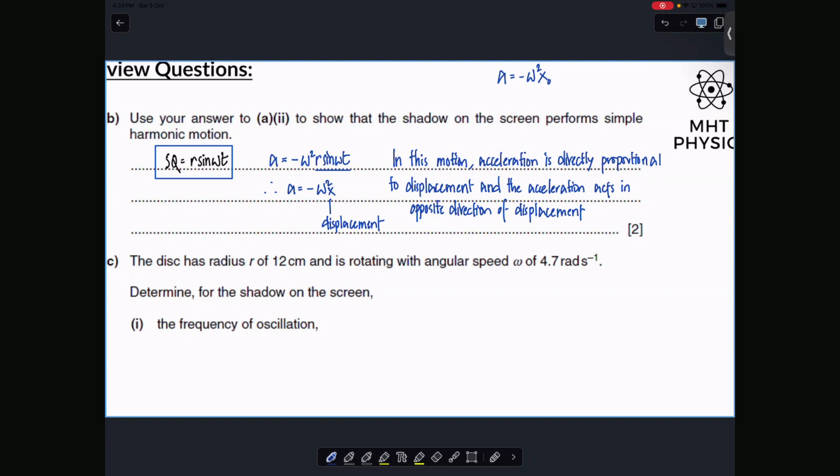So whenever they ask you whether something is obeying simple harmonic motion or not, you have to somehow get to this part and that equation. Okay, so that's usually the theme.